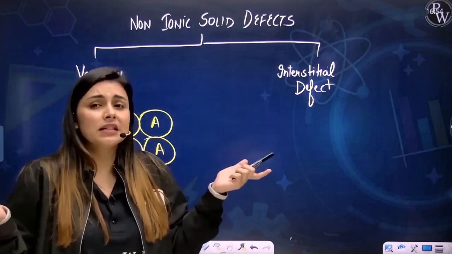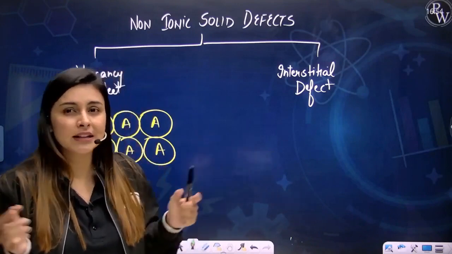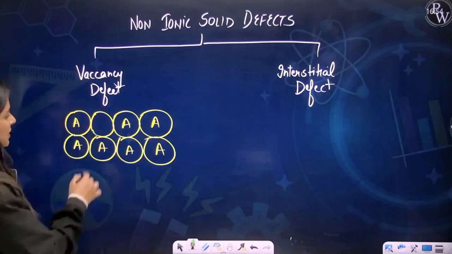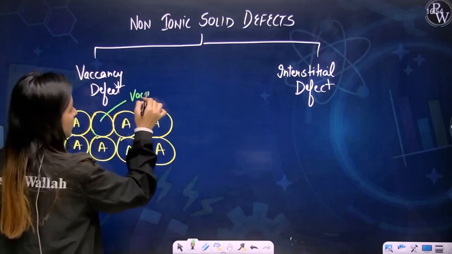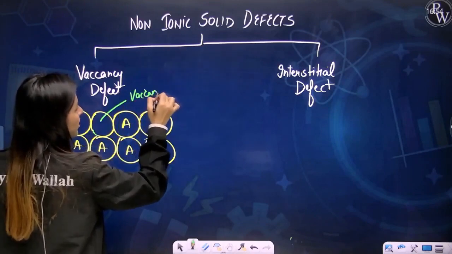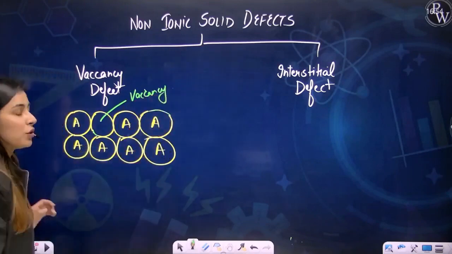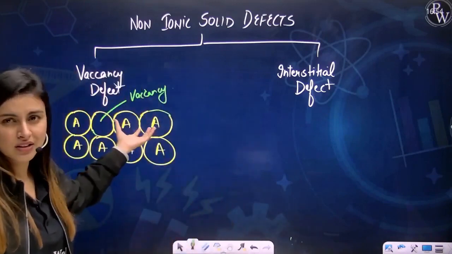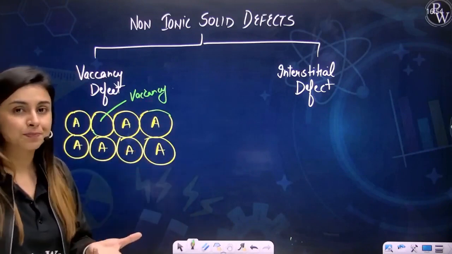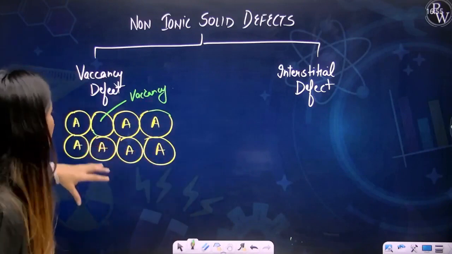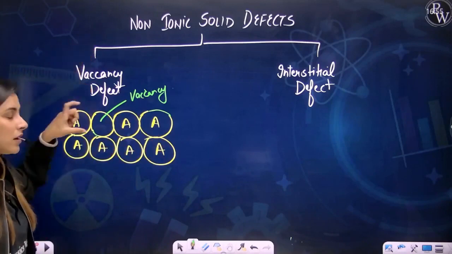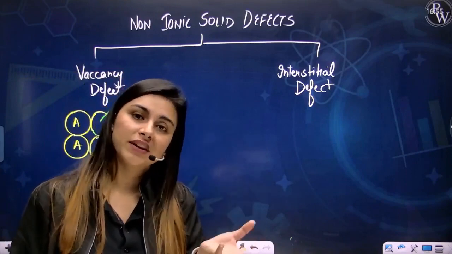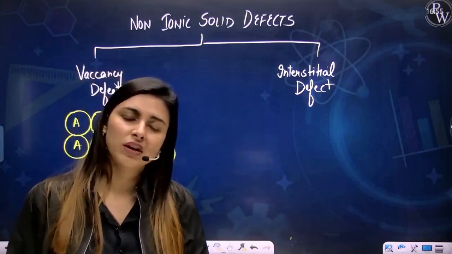Since it is a non-ionic solid, we will not see any ratio or anything. Now here, since A is gone, there is a vacancy present. Since only a vacancy is present, we call it a vacancy defect. This is something written in your NCERT, that is the reason I am explaining this. Generally, questions are not asked from this part, but still it is there in your NCERT, so I'm just explaining it. In non-ionic solids, on heating a solid, a vacancy is created, and that particular defect is known as a vacancy defect. Simple, a vacancy is created, so it is known as a vacancy defect.